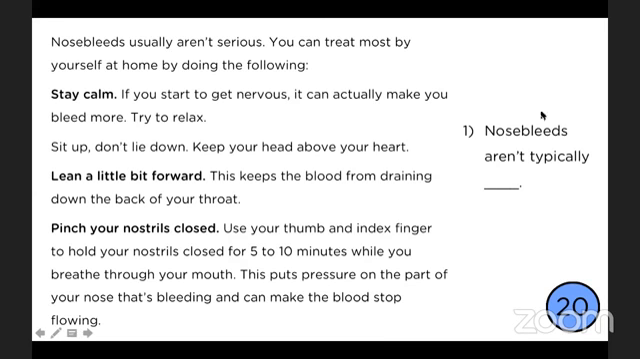So on the right-hand side, you've got your summary here. On the left-hand side, you've got your text. You have 20 seconds to find this answer. Go.